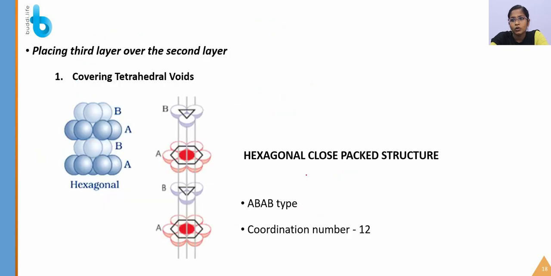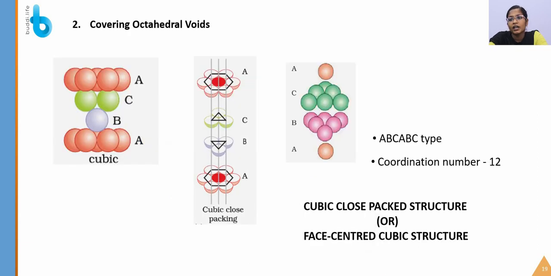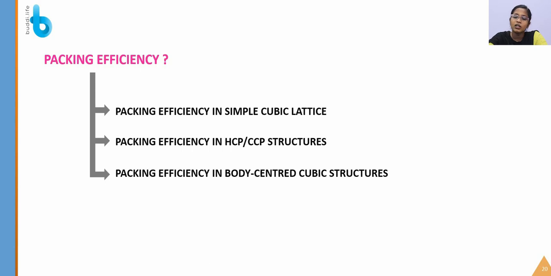Okay, so now we are going to see about placing the third layer over the second layer. On placing the third layer over the second layer, there are two cases. One is covering the tetrahedral voids and the other one is covering the octahedral voids. Covering the tetrahedral voids gives a hexagonal close packed structure. This is the AB type of arrangement, and here the coordination number is 12. The next one is covering the octahedral voids. This type of arrangement is known as ABC type, and the coordination number is also 12. This type of arrangement is known as the cubic close packed structure or face centered cubic structure.